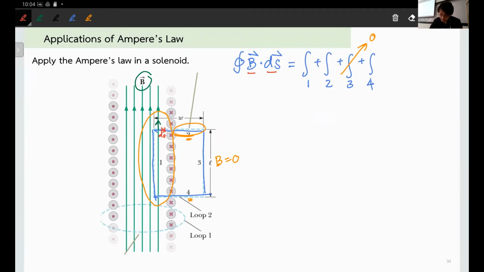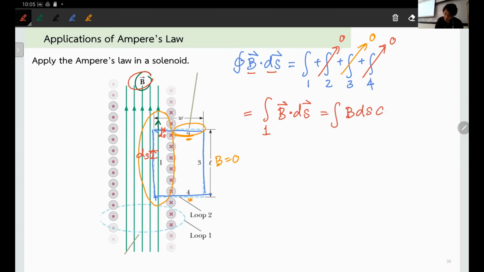So what I'm saying is side number 2 and side number 4 will give you 0 integral anyway. So at the end, your line integral will be left with only side number 1. When you look at side number 1, the ds is going to be parallel to the B. Very nice. So that means your integral on side number 1 will be B dot ds, and it's just going to be B ds cosine 0.